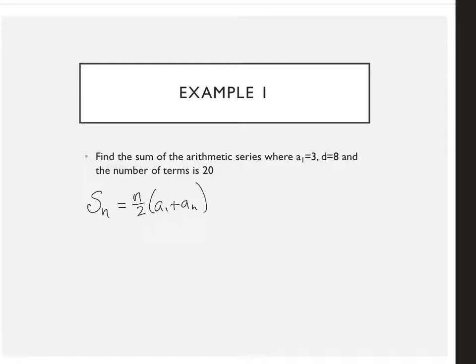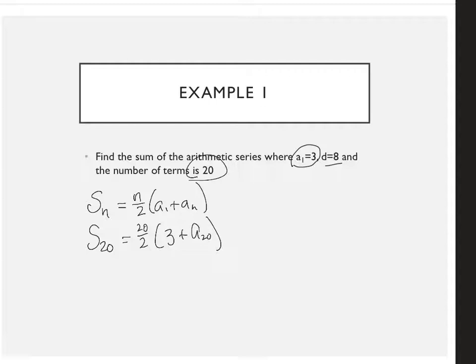All right, let's see. Where a sub 1 is 3, so I can plug that in right there. D is 8. Okay, so this is kind of weird. They've given me D, and I'm looking in this formula, and my formula doesn't include a D. So let me fill in what else I know. The number of terms is 20, so I'm finding the sum of the first 20 terms, 20 over 2, and this is supposed to be the 20th term. So I don't know what the... oh, well, that makes a whole lot of sense.